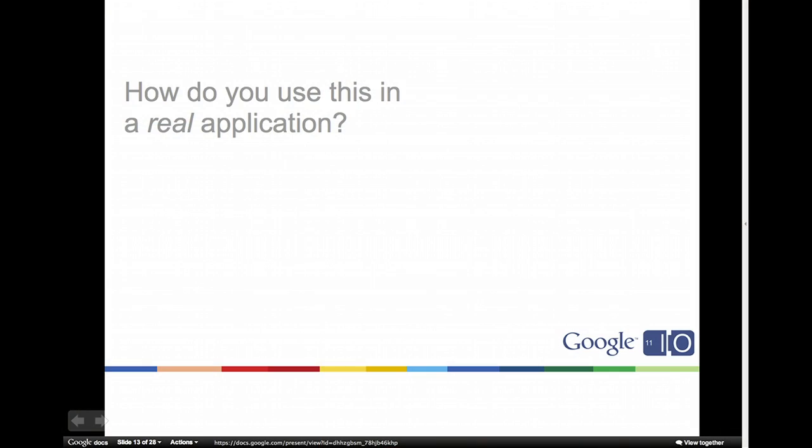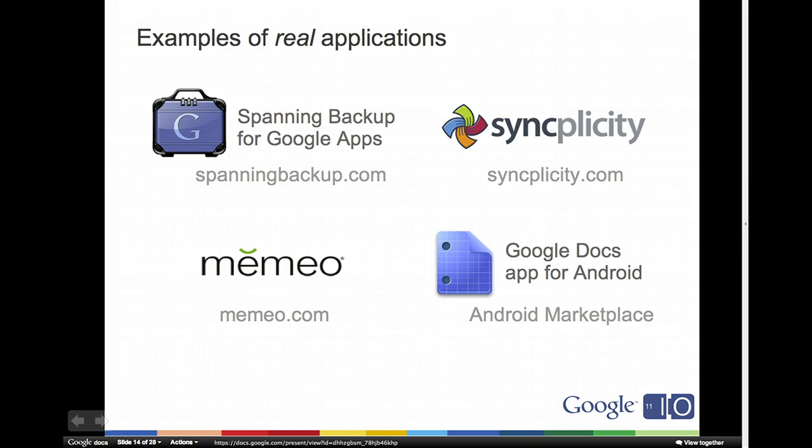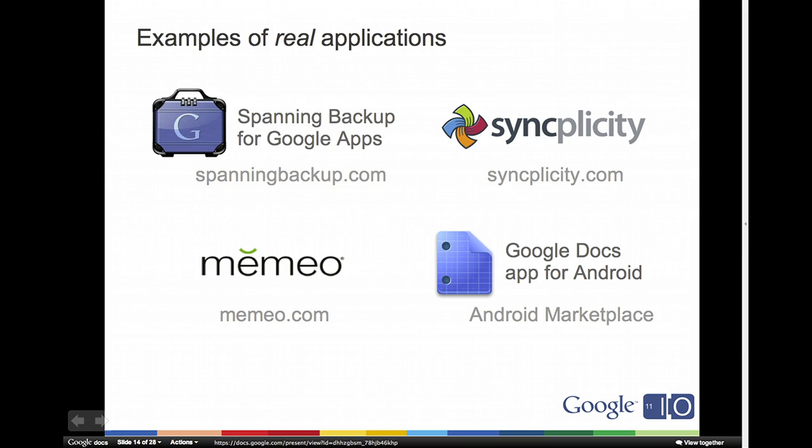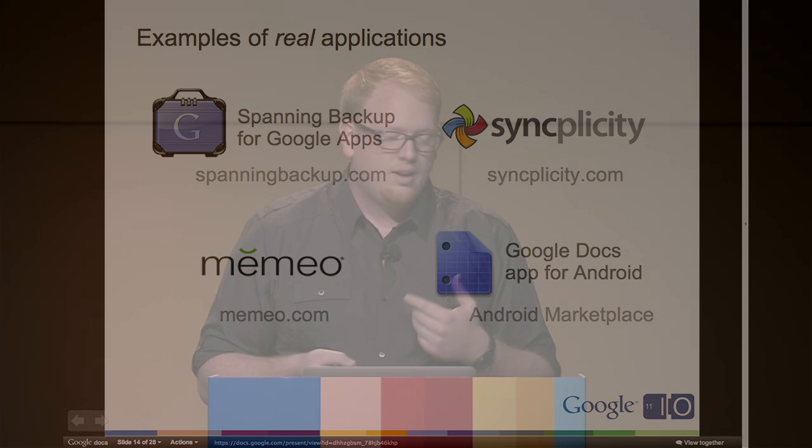We're going to go through building something similar to one of these other existing real applications. So we have Spanning Backup for Google Apps. They built a backup utility that backs up your Docs, Contacts, and Calendar to the cloud. Syncplicity built a PC, Mac, and file server syncing system to sync files for your enterprise. Memeo built Memeo Connect, which pretty much allows you to sync your PC, iPhone, or iPad with Google Docs. And then lastly, we just launched the Google Docs app for Android.